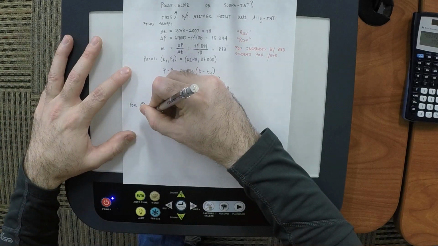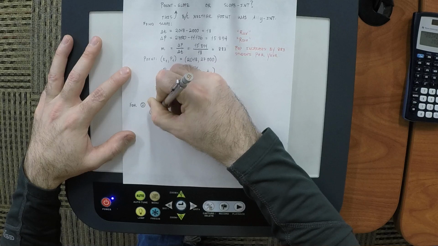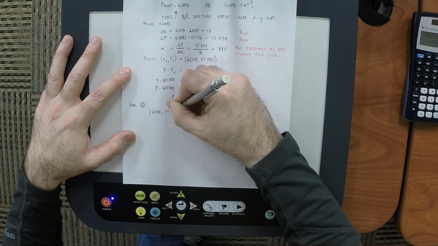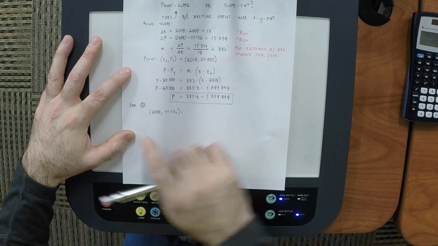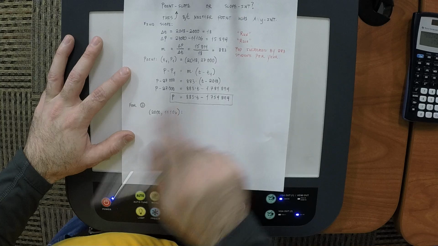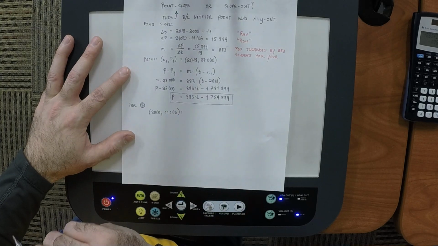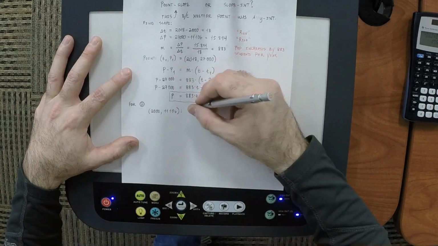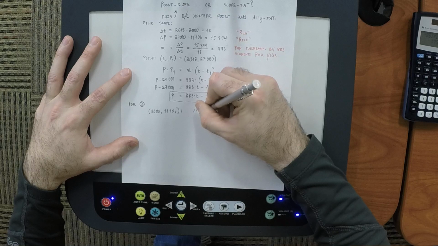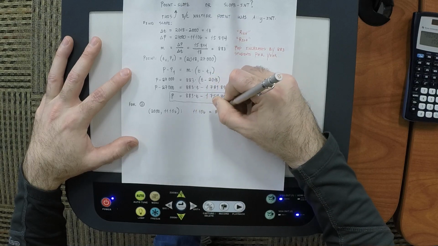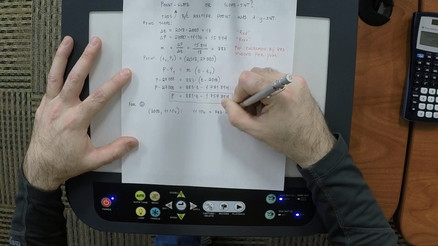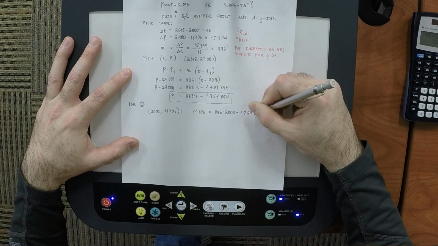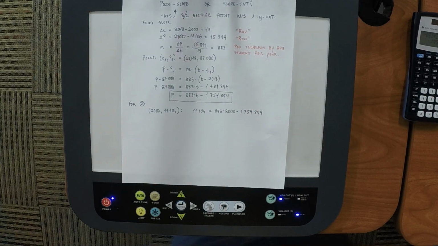Okay, so let's plug in the point 2,000, 11,106. So if we plug this point into the model, what do we expect? Should be true, right? Fine. So 11,106 equals 883 multiplied by 2,000, subtract 1,754,894. Okay.